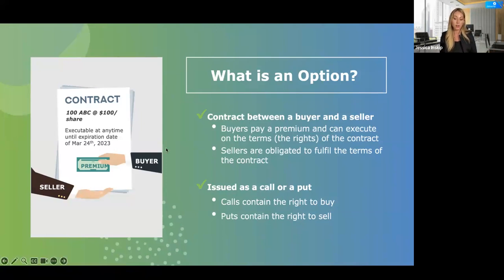If it was a call, then it would contain the right to buy. The buyer would pay for the right to buy 100 shares of ABC at $100 per share. They could execute upon that at any time through the expiration period, and the seller would be required to sell them the shares at that price. And it's the buyer's discretion. They're in the driver's seat. We'll build on this, so if that was confusing, don't worry. We're going to expand much more.